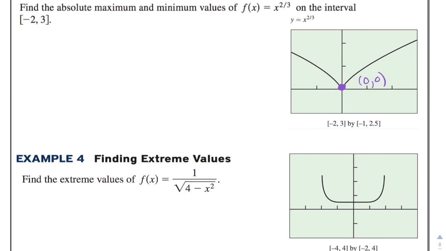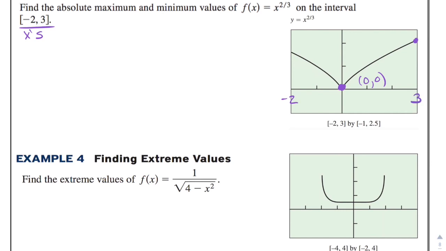But on the interval -2, 3. And it's very clear that at this location we have, so it looks like this is our x. These are our x's. It's an interval. So here's -2 to 3.